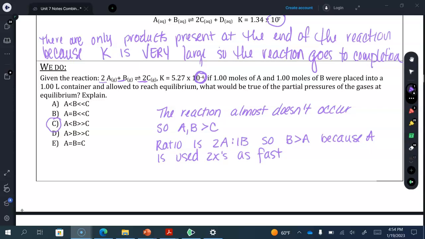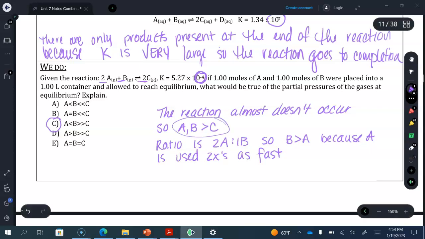So for this one, because of the order of magnitude, you should notice that A and B should be much larger than C, because it's not going to favor the products. It favors the reactants due to the nature of K. So much more A and B will be present at equilibrium than C.